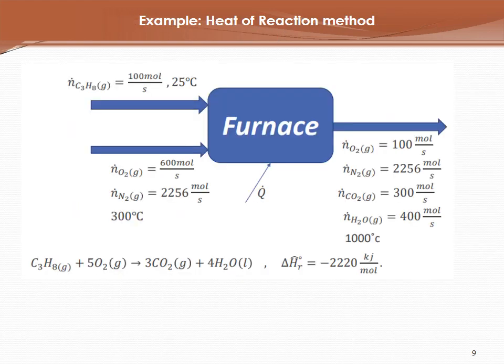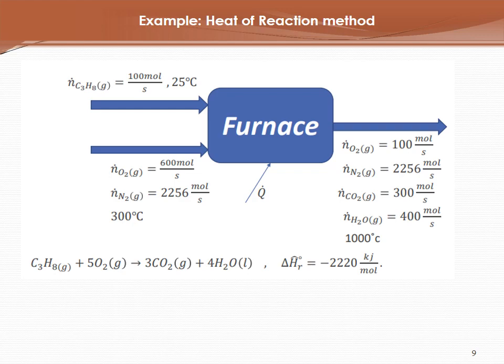Let's try to explain the heat of reaction method using propane combustion. Here we have propane that is burnt inside a furnace. Propane is in the gaseous state at 25 degrees Celsius, and 100 moles per second is the inlet flow rate that goes into the furnace. The propane is burnt along with air. Air here combines oxygen and nitrogen.